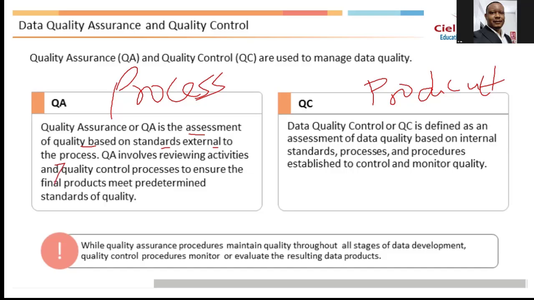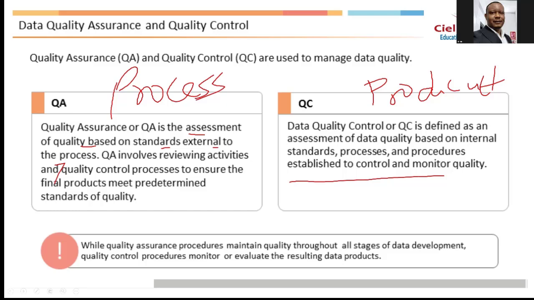While quality control is now checking the final outcome of the data that you've collected, you need to also check the validity of the data. All of these things are part of what you do in quality assurance and quality control. So proper quality assurance and quality control would help us to be able to maintain our data quality. Are there any questions so far?